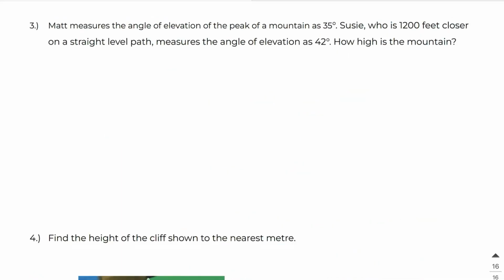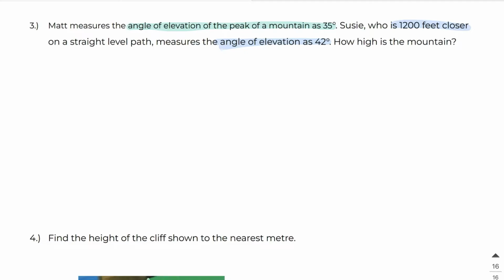All right, this next one's a tricky one. It says that Matt measures the angle of elevation of the peak of a mountain as 35 degrees. Okay, Susie, who is 1,200 feet closer on a straight level path, measures the angle of elevation as 42 degrees. Okay, and we want to figure out how high the mountain is.